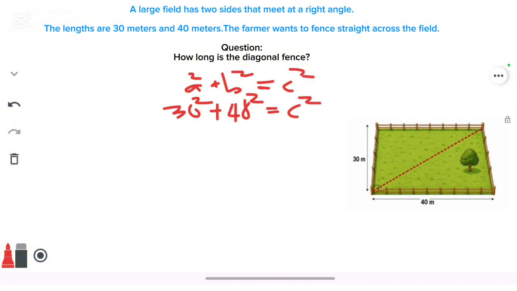Now in other words, look at this diagram here. We are going to find the longest side of a triangle. We are actually finding the hypotenuse of this triangle here. Alright, so anyway, let's continue with the calculation.